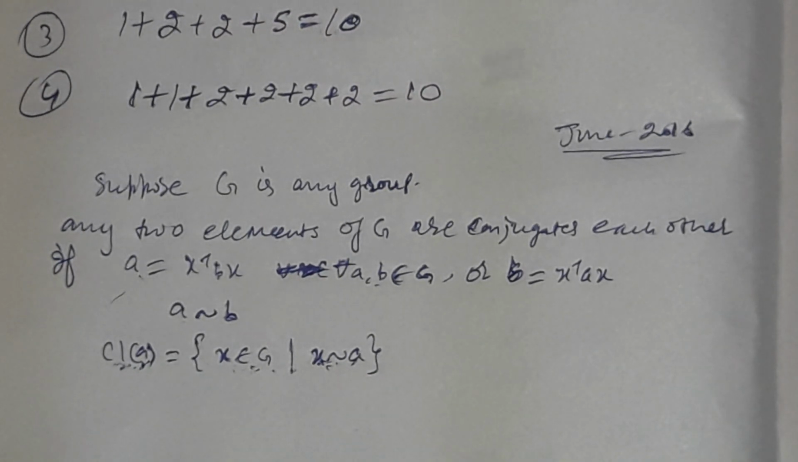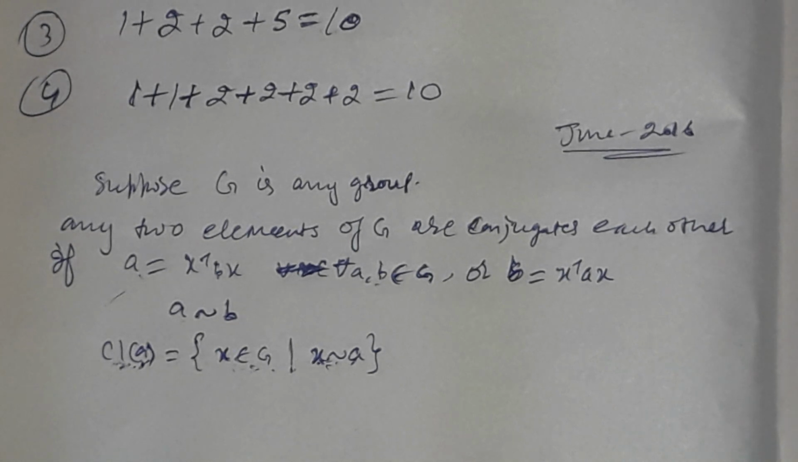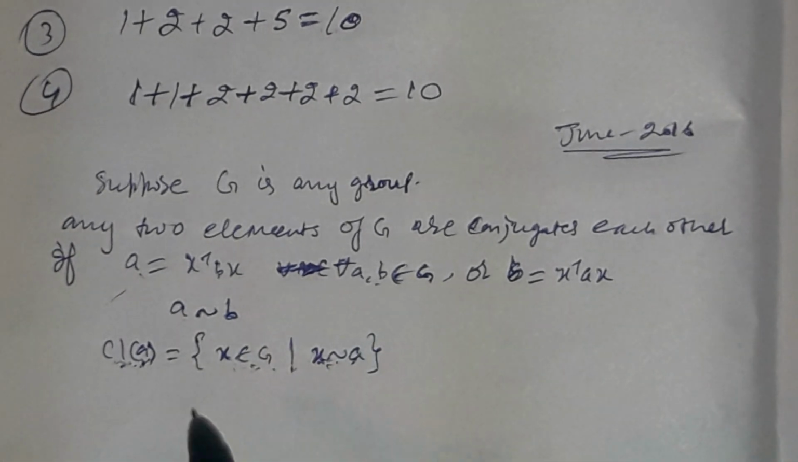Similarly, if B is any element of G, we can also find the conjugate class of B. Each element has its conjugate class. If the group is abelian, each element has its own conjugate class. If the group is non-abelian, then an element of the group may have a conjugate class of order greater than or equal to 2. Now let me tell you about that.